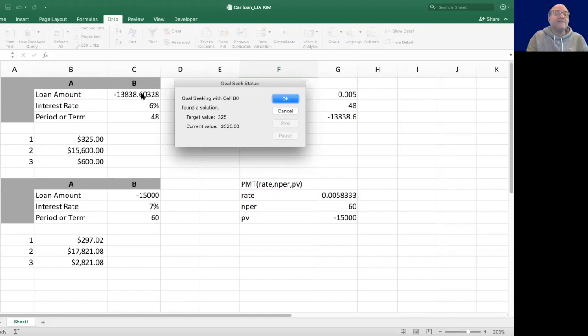So basically, the idea is it's asking you, I want to change this cell to an amount that you set, and then by changing another cell. So we could have said something like, how could we change the interest rate if we still wanted to borrow the 15,000? How could we change the period?